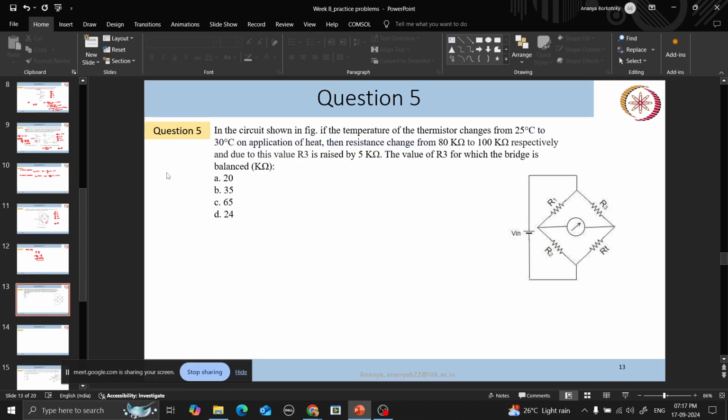Values for R1, R2, and RT. RT is given: at 25 degrees Celsius it is 80 kilo ohm, and at 30 degrees Celsius it is 100 kilo ohm. This is the value of the thermistor. The R1 and R2 values you actually don't need. You can write down the equation for the condition for a balanced bridge, and you will see that those we can cancel out. So try it by yourself. If not, I will anyway share the answer. Okay. Thank you.